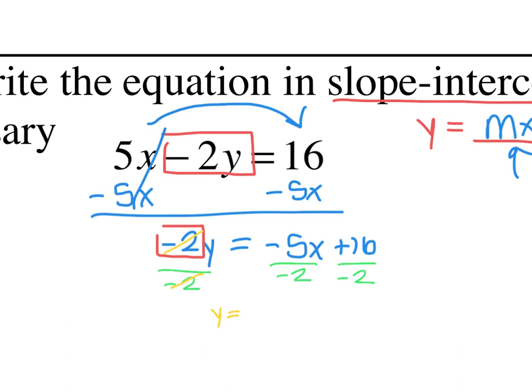Here's the thing. A lot of you are going to type this into your phone and say, Mister, it's 2.5. Yes, it's 2.5, but what I want you to do is leave it as a fraction. As a fraction, this is just going to stay 5 over 2. So this becomes 5 over 2, and then I put my x next to it. And now I have 16 divided by negative 2, which is a negative 8. So I have y equals 5 over 2x minus 8 as my final answer.